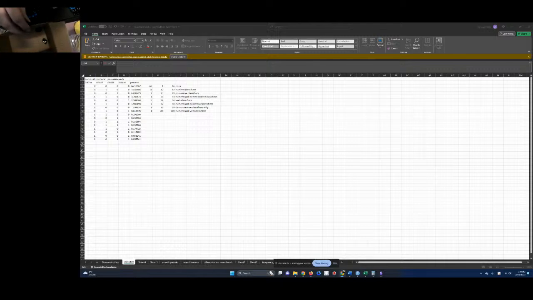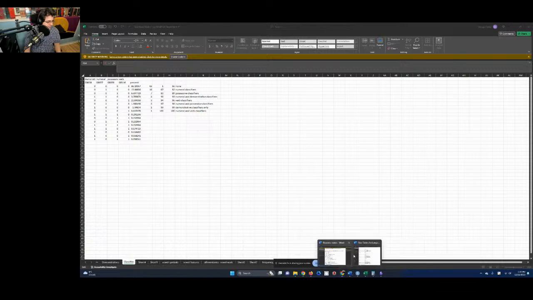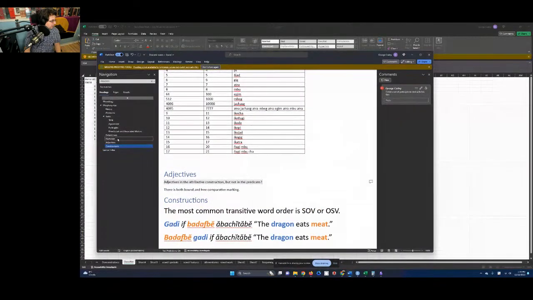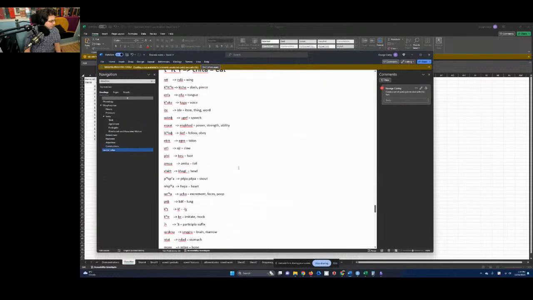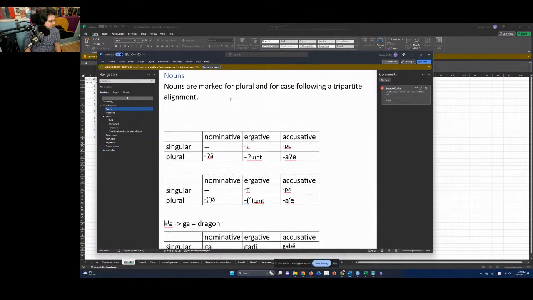And we've got 60. 65. And 65, no classifiers. So this language does not have any classifiers. That's good to know. So there are no classifiers.